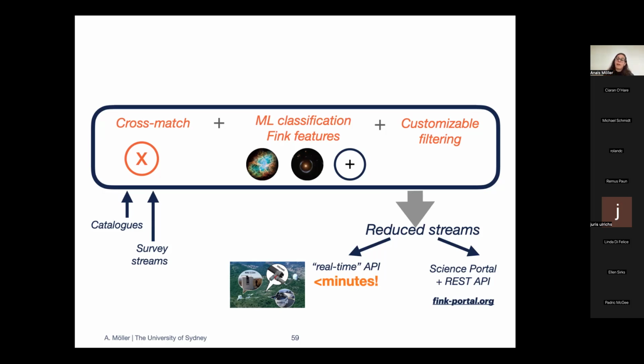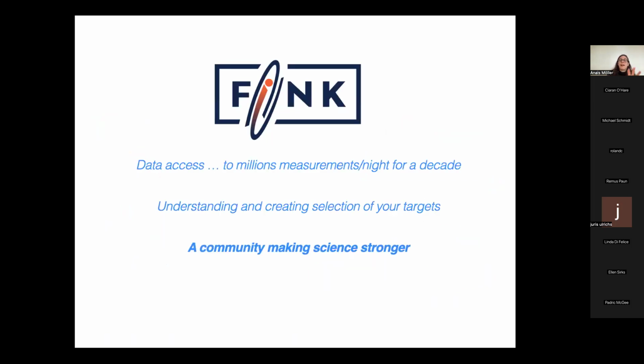And the other way of having the data is what we call real time, which is within minutes of the detection. You can actually receive an automated stream with your selection that can trigger follow-up, for example, in different telescopes around the world. So this is how you can create the selection of your targets. Of course, you can do all of this a posteriori, but the power of transient science is actually reacting fast. And within a day or two, or minutes, depending on your science case, you can do your research.